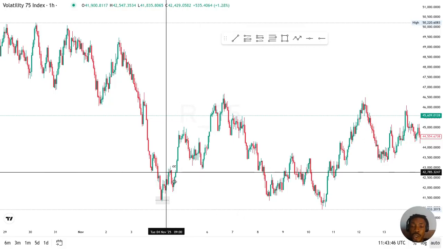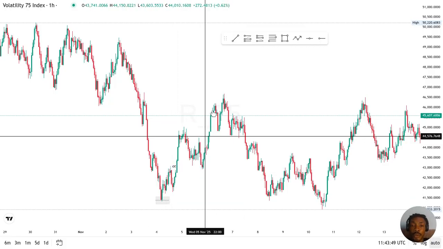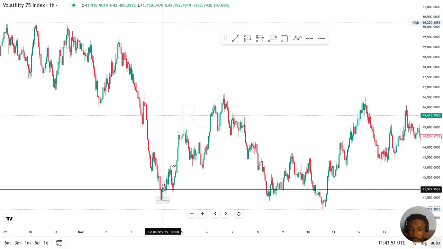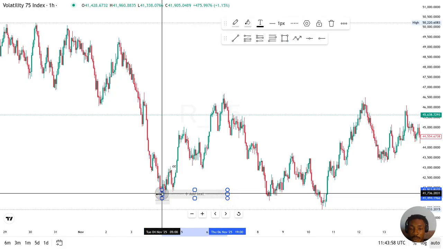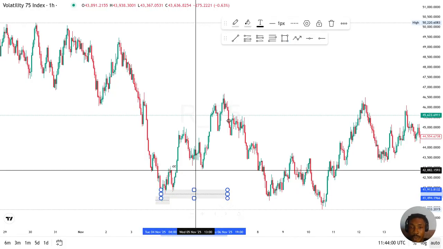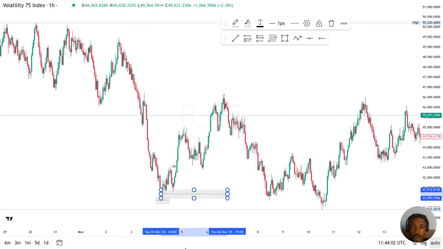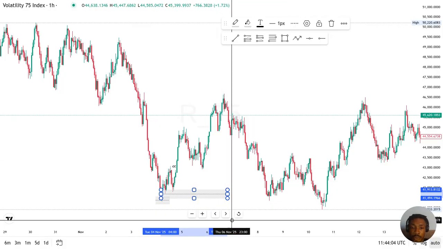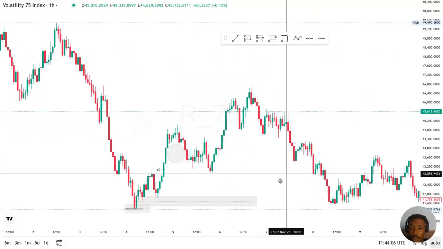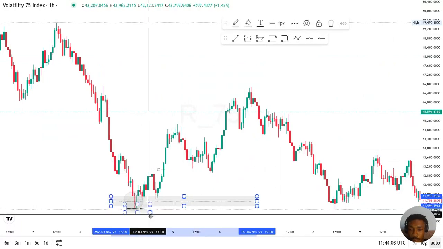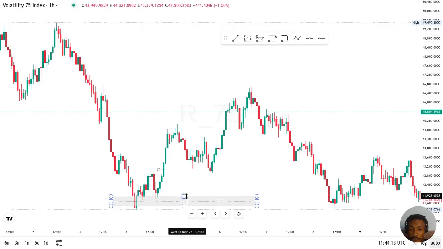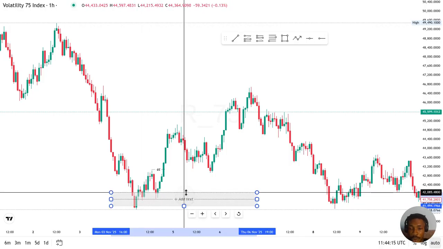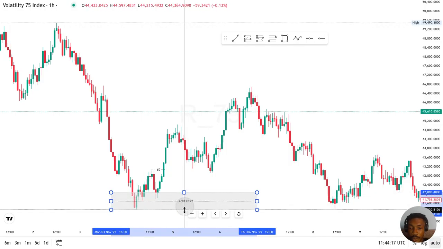So if we need to look for the origin of this change of character, the origin of this change of character will be the last bearish candle before the impulsive movement. Hold on. Yeah. So let me just remove this. So we say the last bearish candle. This is the last bearish candle.